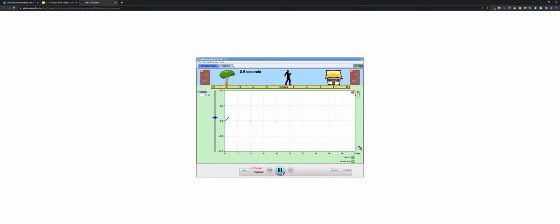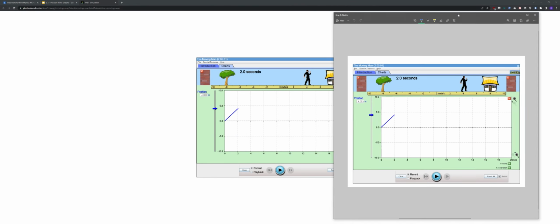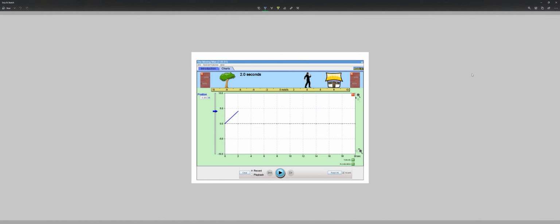So I'm playing the simulation, and you can see that we're at 1 second. Well, let me just increase it to 2 seconds. At 2 seconds, you see that the man is at a position of 4 meters. Let's take a screenshot of this and go over here. At a time of 2 seconds, which is my x-axis, this person is at a position of 4 meters, which is why the line stops here. This is 4.